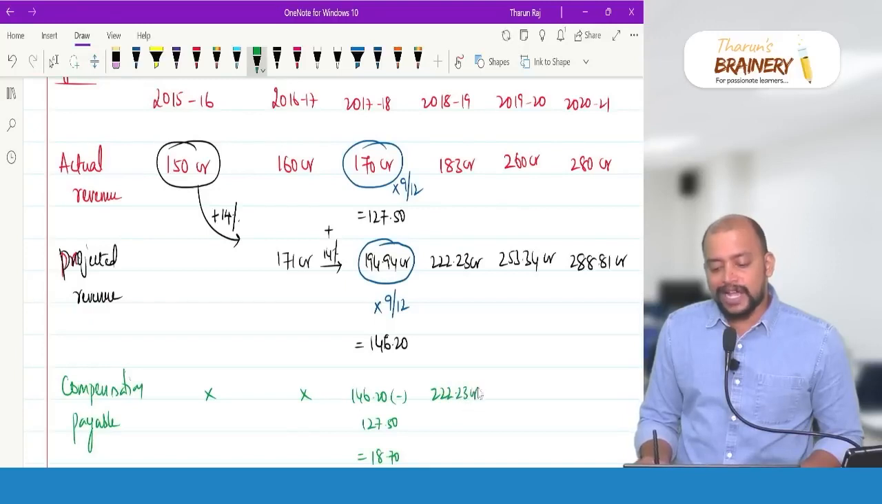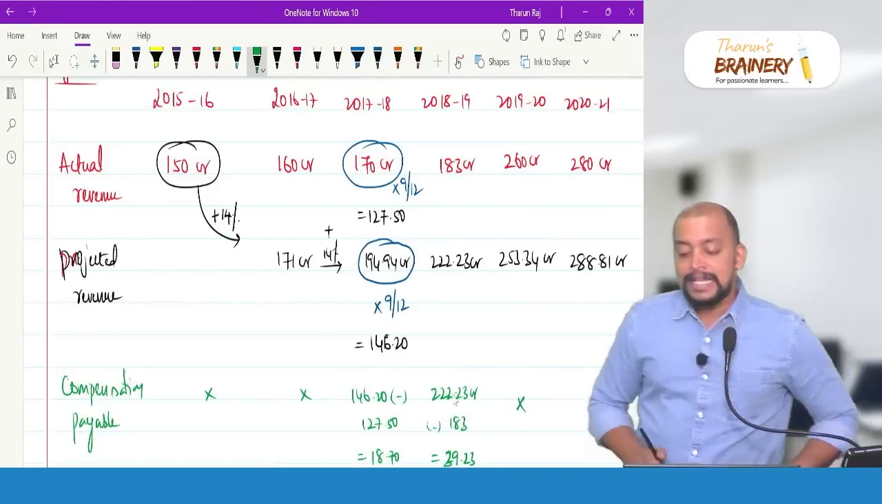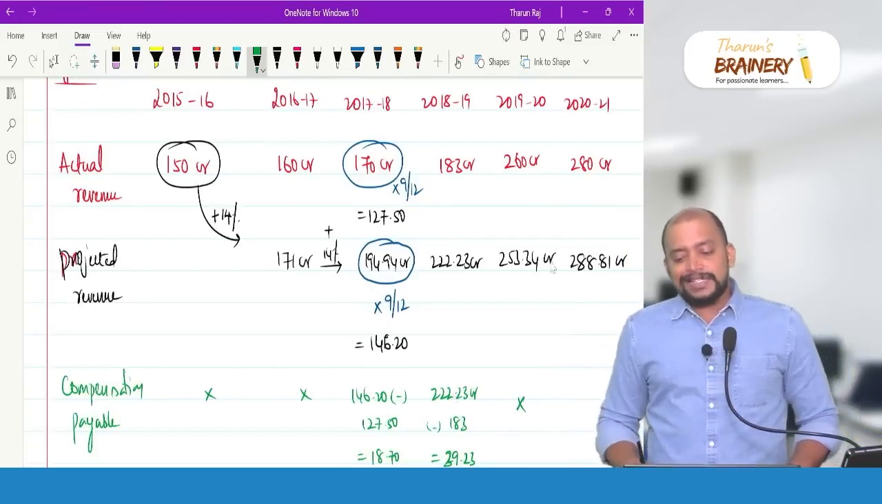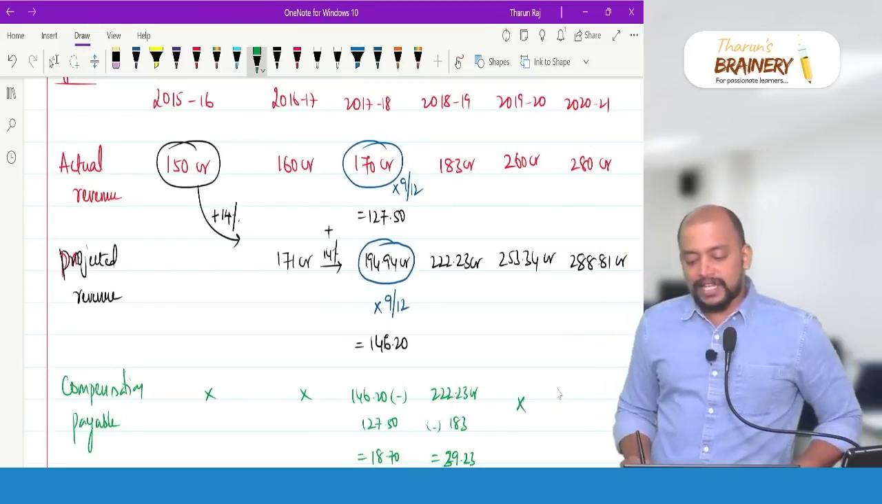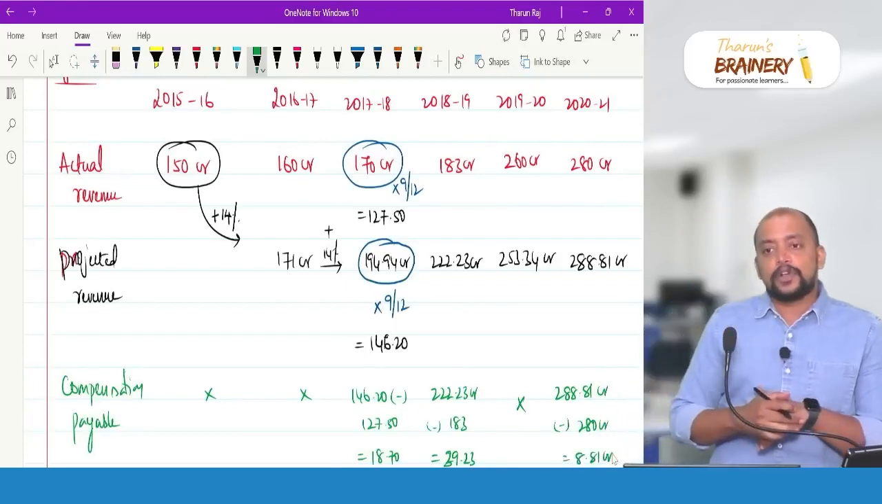222.23 they should have got as revenue, but they got only 183. So, then compensation will be 39.23 crores. Again, 19-20, they will not get any compensation because their actual revenue is more than the projected revenue. Whereas, in 2020-21, they will get 288.81 minus 280 crores. So, that will be 8.81 crores they will be getting as compensation.